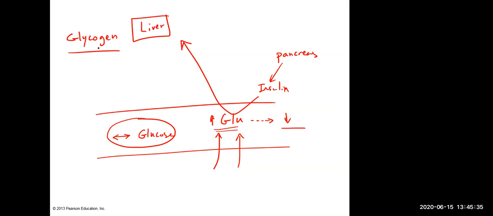Glycogen is just many sugars together. It's called a polysaccharide. Poly means many, saccharide means sugar. So a lot of this glucose is going to go to the liver and be stored for us. Glucose is kind of like money. The liver is kind of like a bank. You have extra money, put it in the bank, right? It's kind of like that, all right?